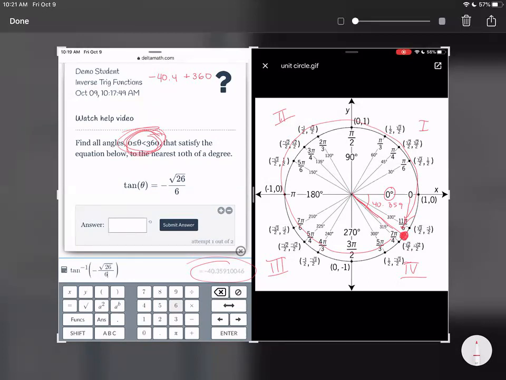So what I was trying to say was you add 360 to it so that when you go around the circle, which is 360 degrees, you end up at the exact same spot. So you can add 360 to get something called a coterminal angle. You haven't learned that term, but the point is add 360 so that you get a number between 0 and 360. So if you add it together, you get 319.6 degrees. So this is going to be one of your answers. 319.6.